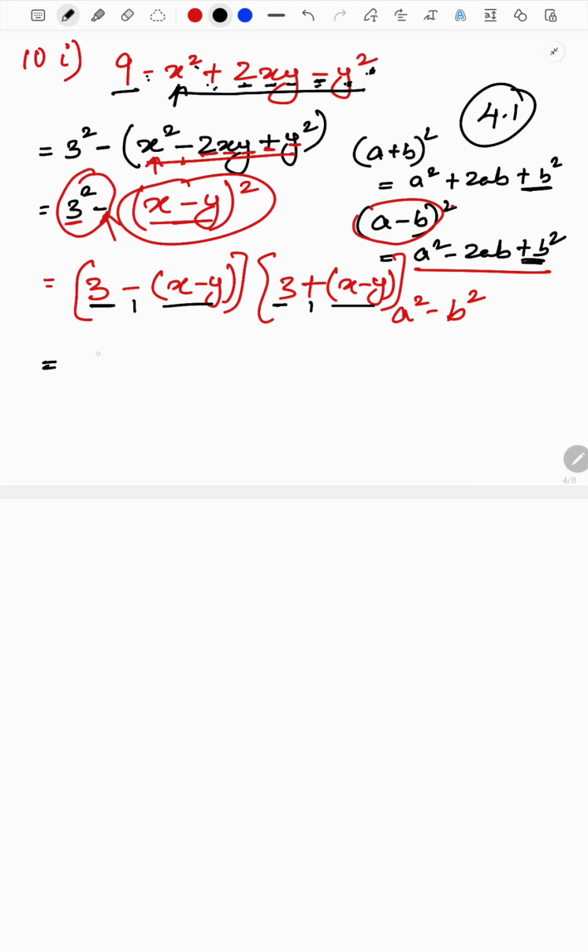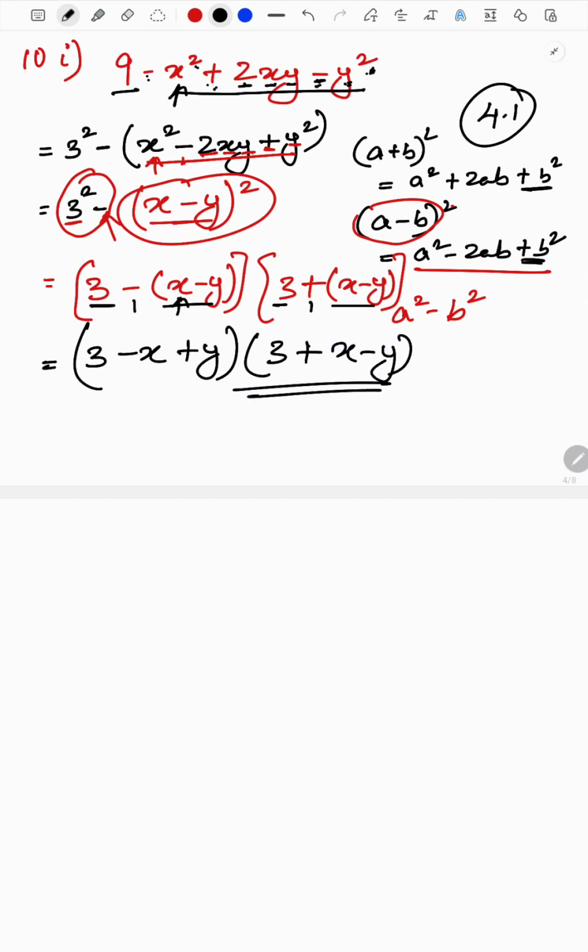Now let's remove the bracket. Since there is a minus sign in front of the bracket, the numbers within the bracket change their sign. Plus x becomes minus x, minus y becomes plus y. So 3 minus x plus y, here 3 plus x minus y. This will be the solution for question number 10.1.